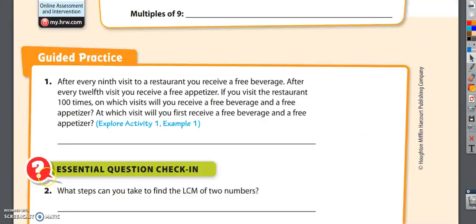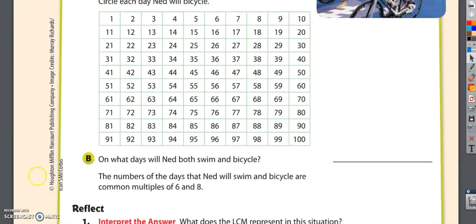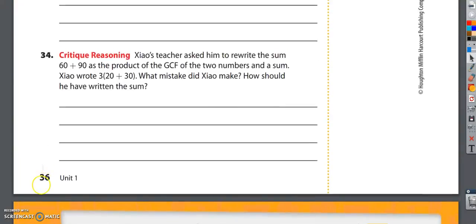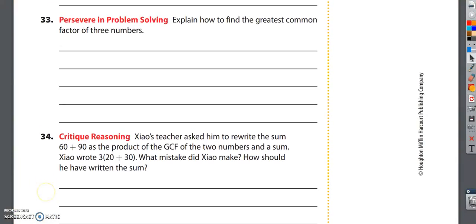Question number 33 went way too far. Sorry about that. Question number 33 reads, persevere in problem solving. It says, explain how to find the greatest common factor of three numbers.